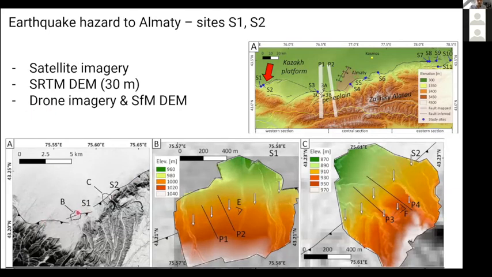You can see the fault trace, but not all the interesting details. But here on the drone DEMs that we produced, you can see the fault trace right here marked by the white arrows. And this is another DEM. This is this one here, and you can see where the fault trace is running. And now from these high resolution drone images with a DEM resolution of a few centimeters, we measured the height of the fault scarp in the alluvial fans.